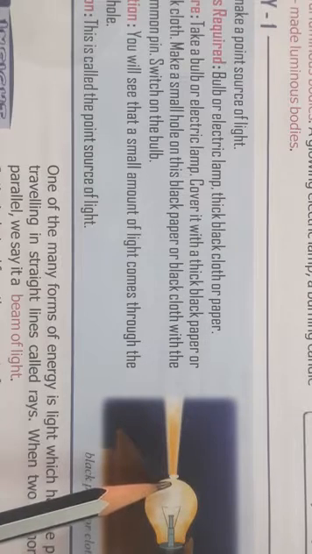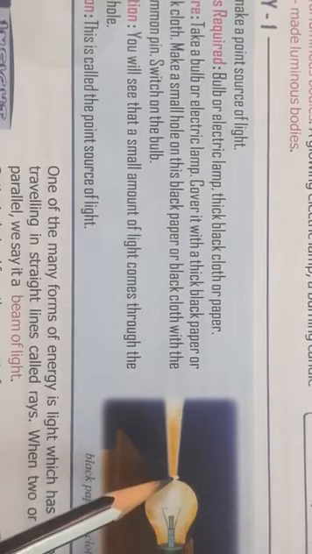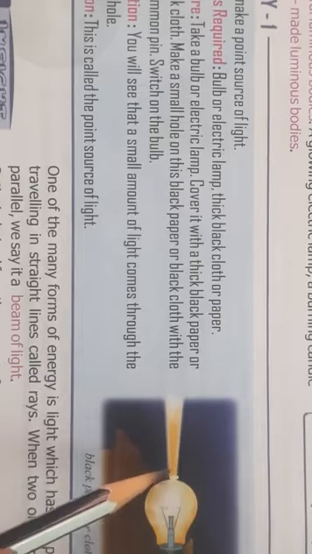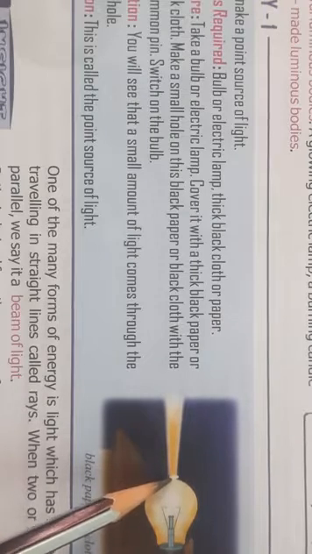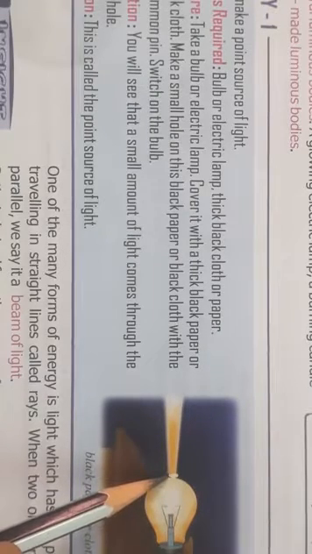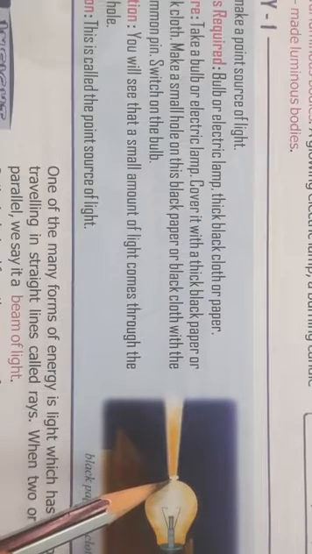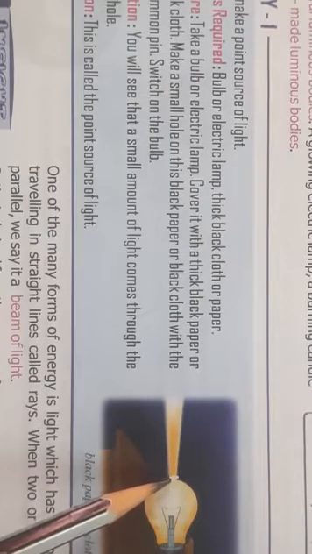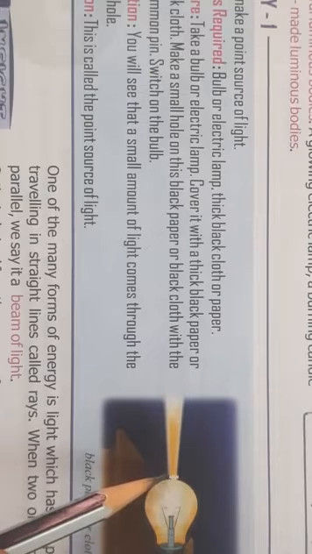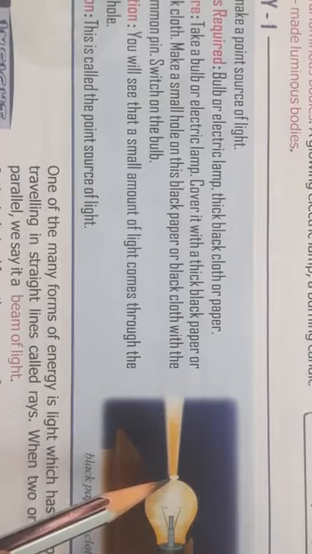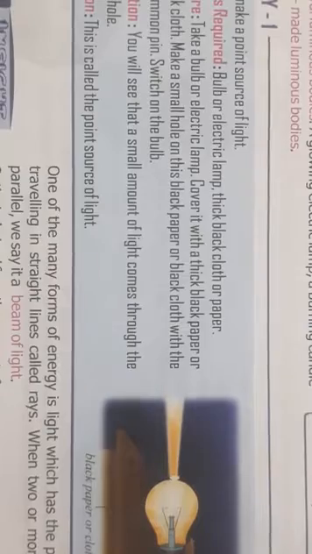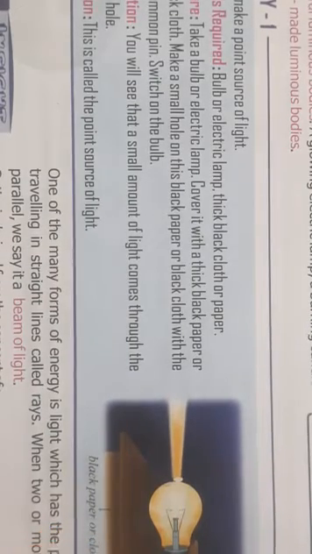What will you see, children? You will see that a very small amount of light will come out through this small hole, and this is called the point source of light. Point source of light means, because it is coming from a very small point, we had made the hole with the pin. Okay, so it is a point source of light.